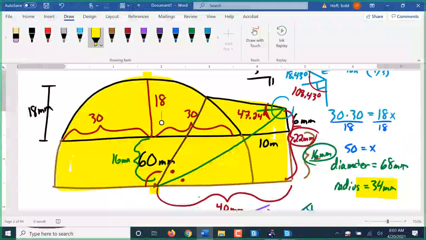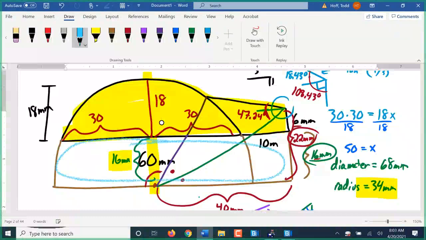But remember, we started out, all we really want is the area of that piece. So we have to subtract out all of this. So how do we subtract that out? Well, there's three pieces we have to subtract back out.